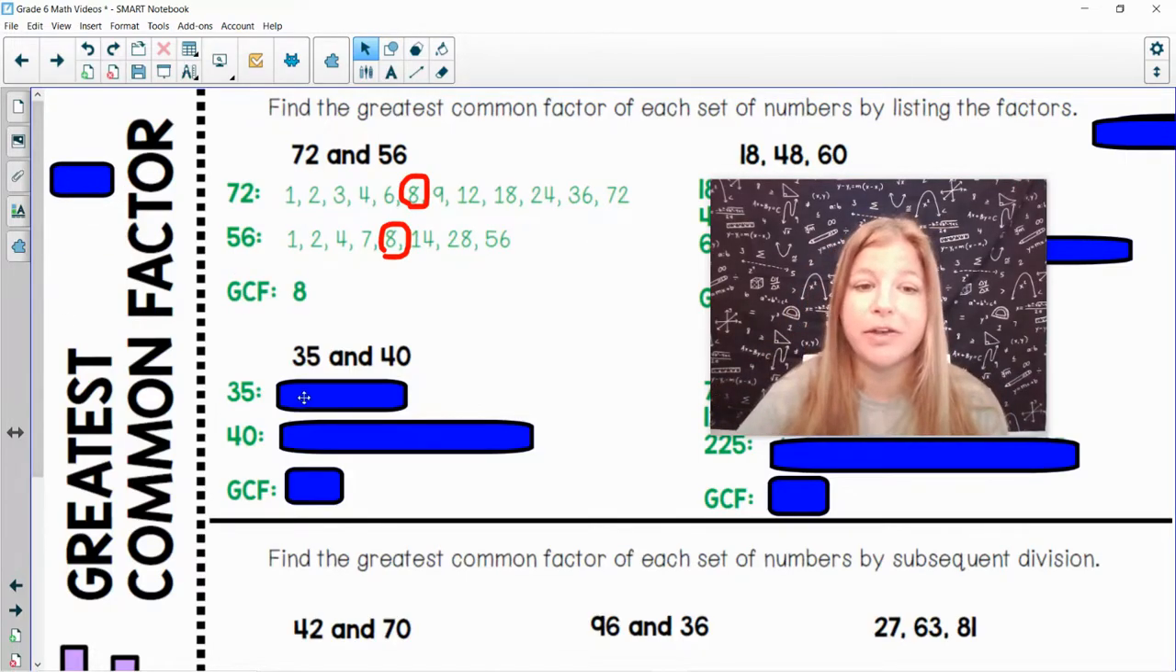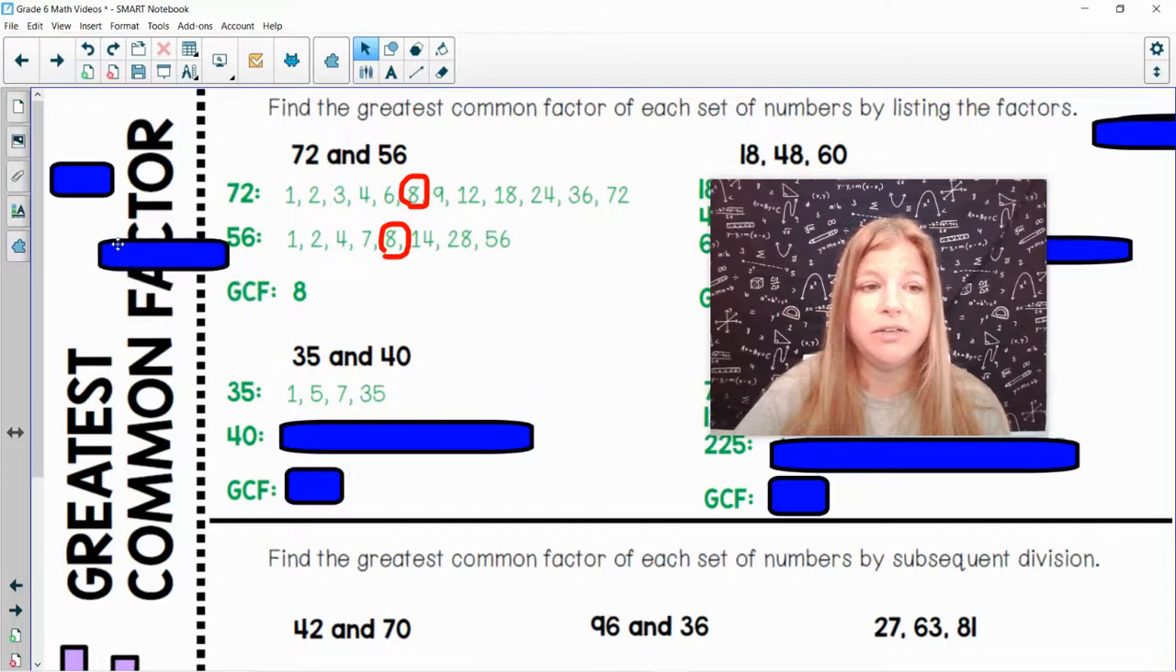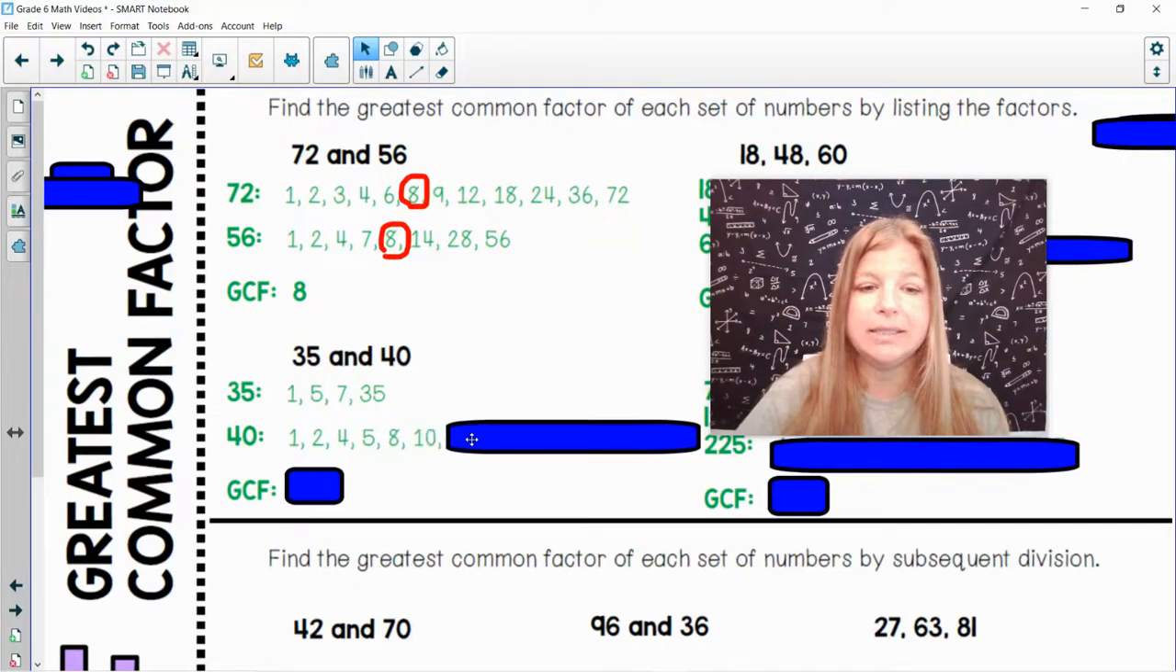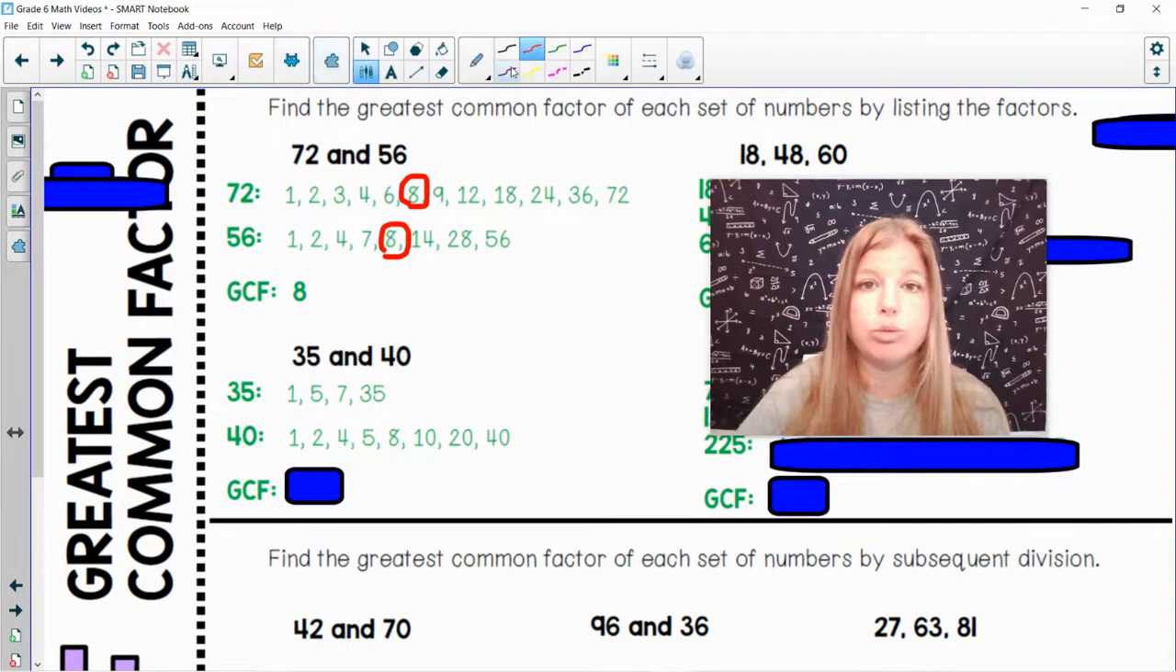Let's take a look at the next one, 35 and 40. Factors of 35 are 1, because it's 1 times 35. 2, no. 3, no. 4, no. 5, yeah. 5 times 7. And then it's just 35. So only 4 factors. 40, ready? 1, 2, 4. We did this one on the front. 5, 8, 10, 20, 40. What do these two have in common? The greatest common factor. Well, the biggest number I see in both lists is this 5. So the GCF of those two numbers would be 5.